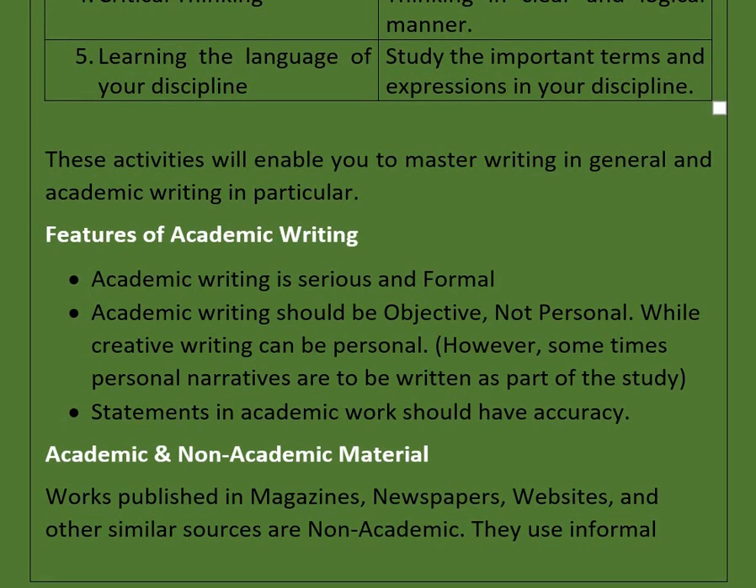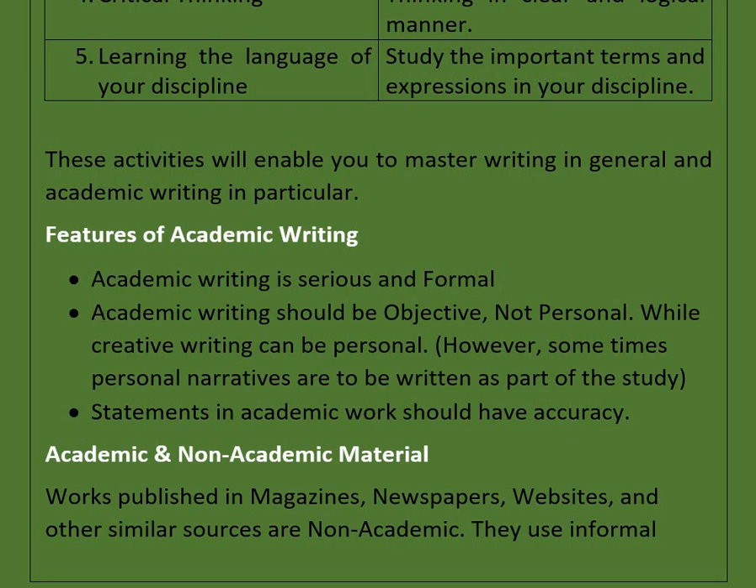Now let us see what are the features of academic writing. Academic writing is serious and formal. See, you won't be writing in an informal way. You won't be using the language you use at your home while attempting academic writing. You will not be writing in the language in which you write a letter to your friend. But academic writing is serious and formal.